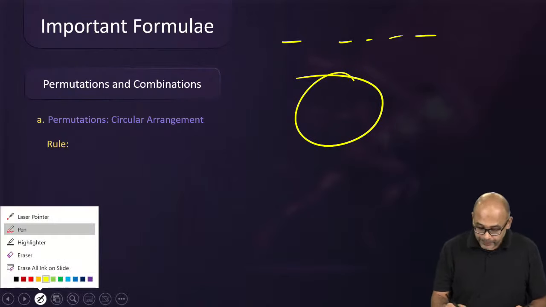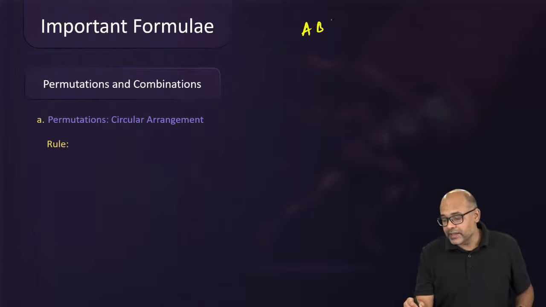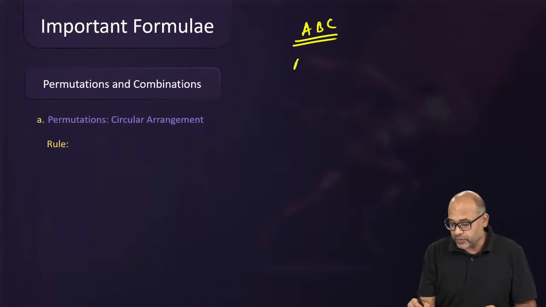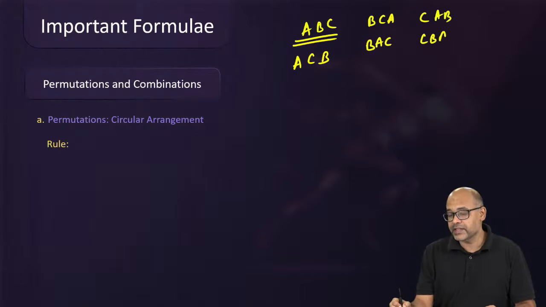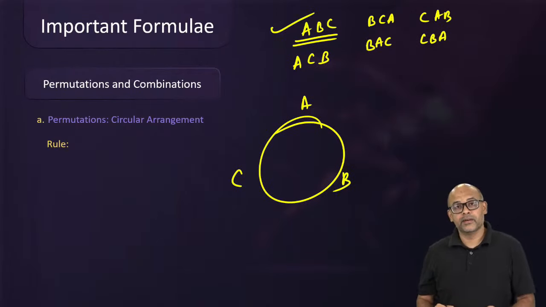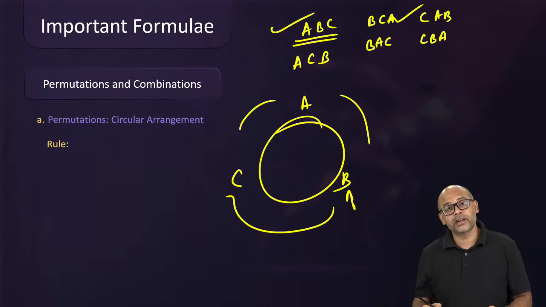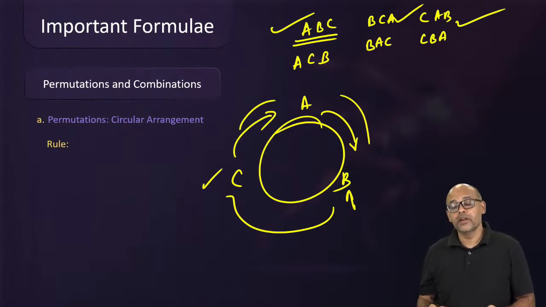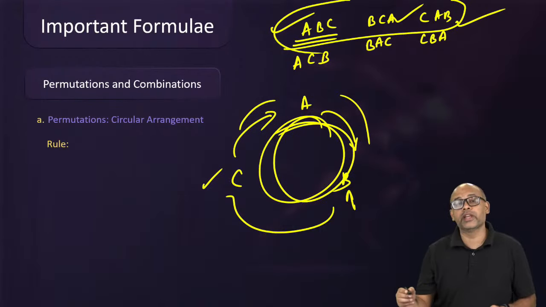I'll explain why. See, if I write A, B, C, 3 people sitting in a straight line, how many ways can you make them sit? Look at the possibilities. You'll have ABC, ACB, BCA, BAC, CAB, and CBA. 6 ways. But when you're sitting in a circle, think about it like this. There is A, there is B, there is C. So ABC is there. But if you start looking from here, you also have BCA. Then if you start looking from here, you will also have CAB. So in this one arrangement, 3 of them are already counted.